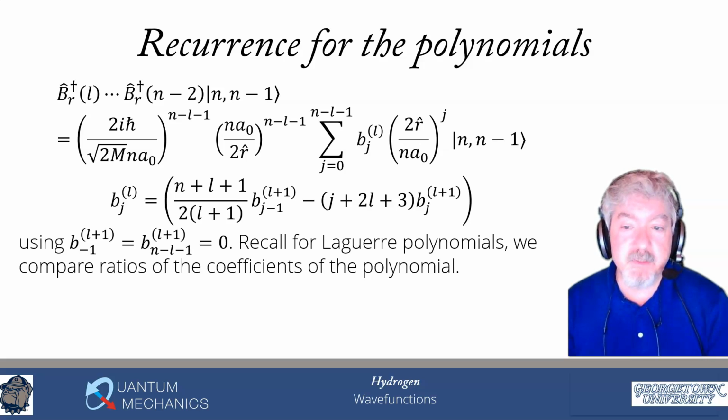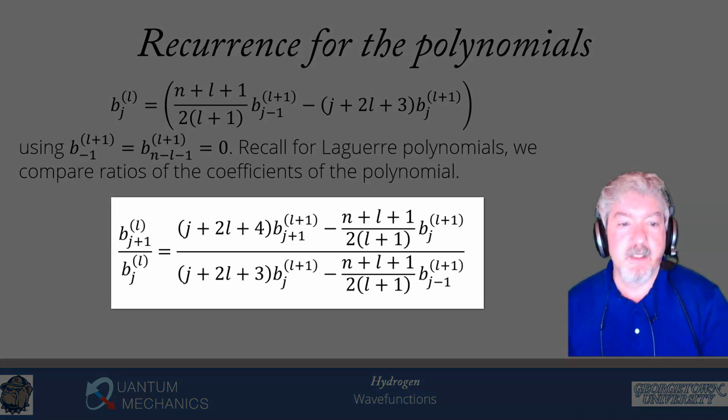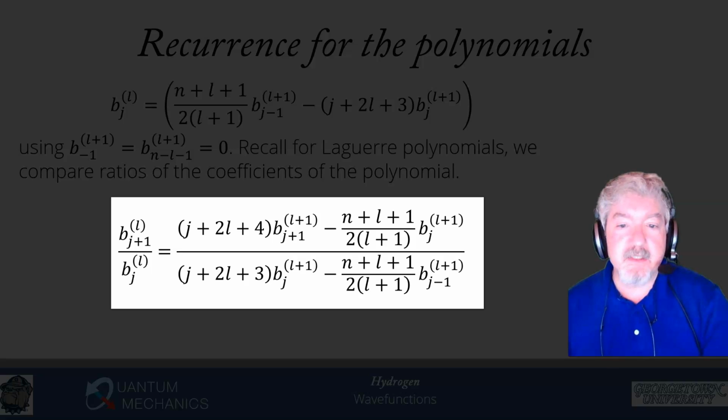So what I want to do is calculate the ratio of b j plus 1 l divided by b j l, and I want to express it in two ways, in terms of the things on the left-hand side and in terms of things on the right-hand side. And so we go ahead and do that. We get something that's kind of big and complicated, but it just requires letting j go to j plus 1 for the numerator, and then just using the term with j for the denominator.